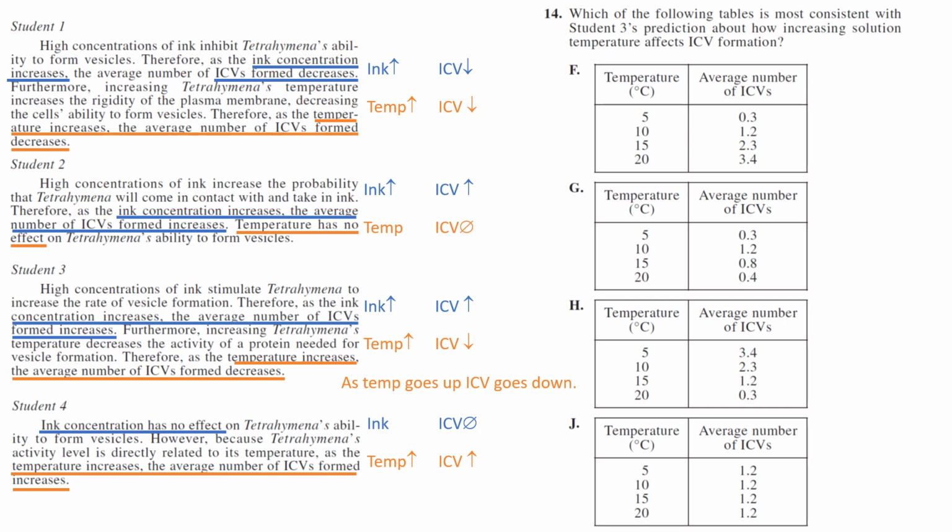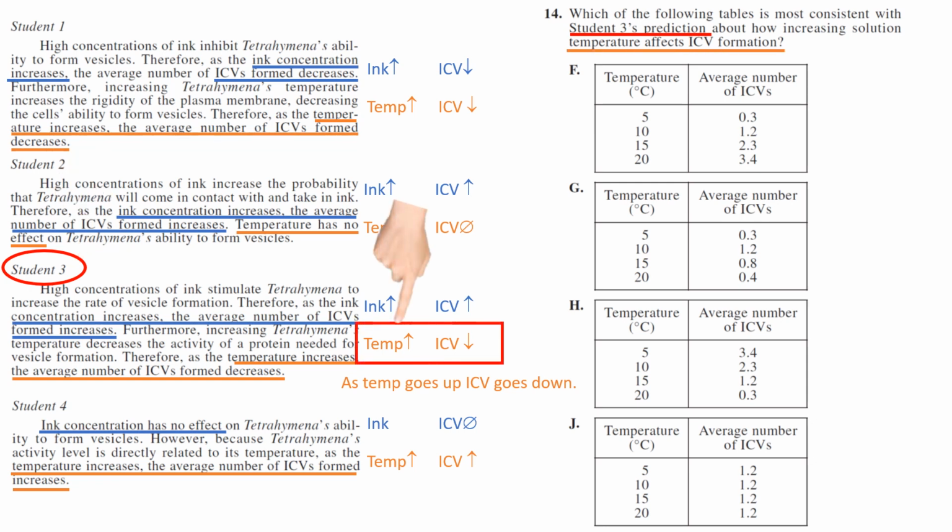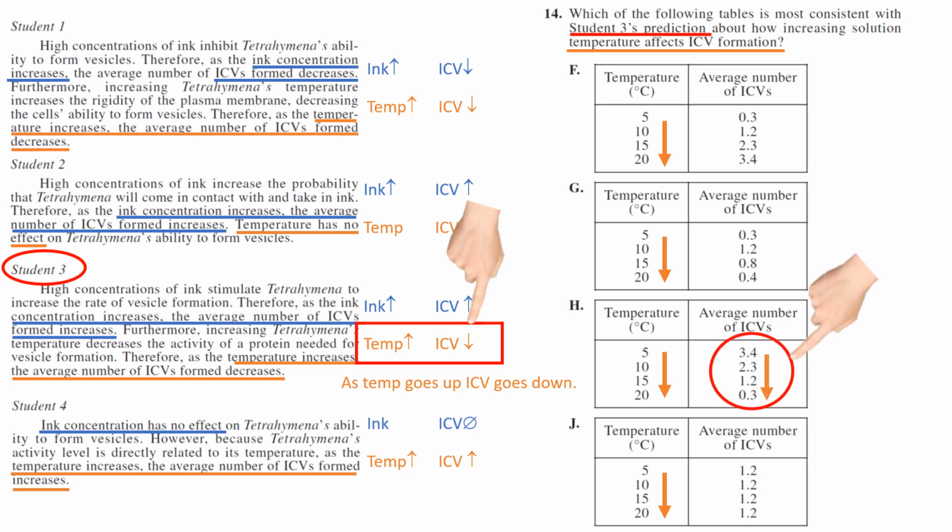Number 14, which of the following tables, so we're looking at these tables and the answer choices, is most consistent with student 3's prediction, make sure you're looking at the correct student, about how increasing solution temperature affects ICV formation. So when we look at our tables, all the temperatures are going the same direction, right? They're increasing from lowest to highest as you move down the table. So then let's look at what ICV does. As temperature increases, ICV decreases. The only one that does that is choice H. So that's your answer.